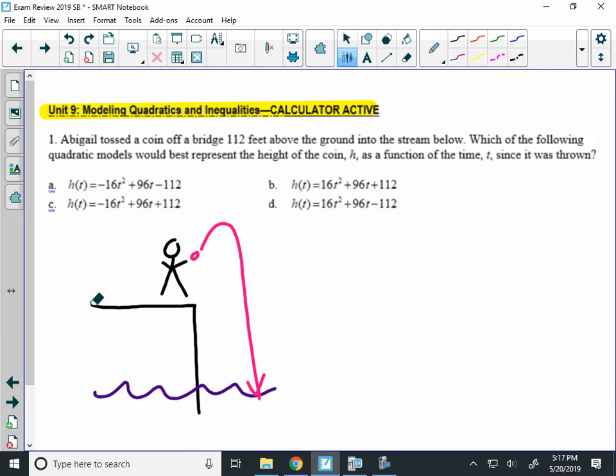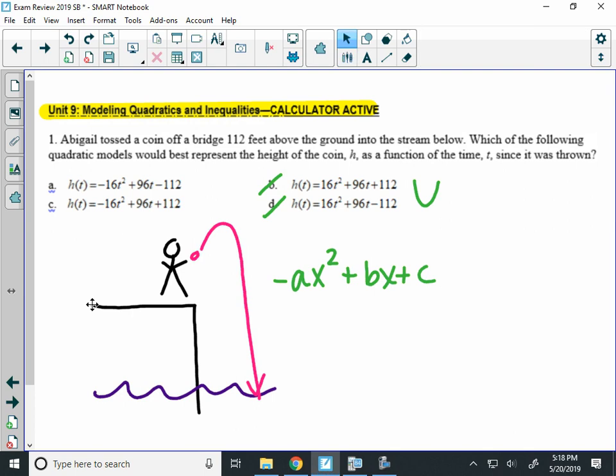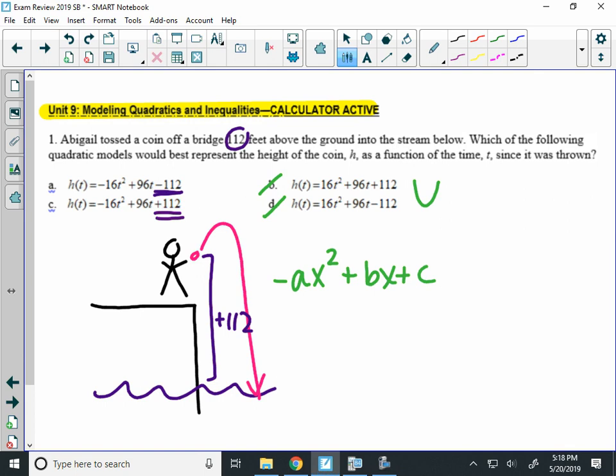And when a parabola is upside down, that means its leading coefficient has to be negative. Remember, our quadratics are usually in this format, standard form. It means A has to be negative. So my leading terms are negative in options A and C. D and B don't make sense because those would be opening up, and that's not how we toss a coin. Now, the other thing is that it says she tosses the coin from a bridge that's 112 feet above the ground. Above the ground has to be a positive distance, which is your y-intercept. We cannot have a negative 112 because that would be underground. So C is the correct option.